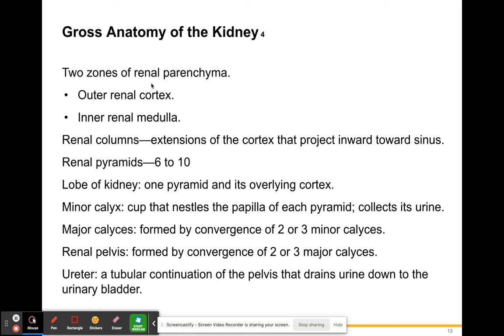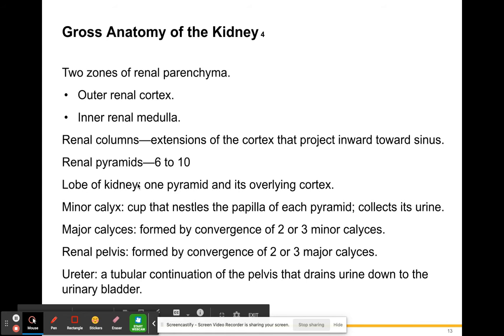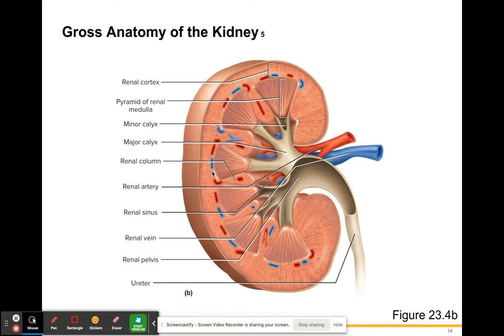So again, the two zones of the parenchyma are called the renal cortex and the renal medulla. I'm going to be going back and forth between this picture and maybe this picture as well. Here you can see this is a drawing, with more of the pyramid shapes of the medulla, and you can see the cortex on the outside. So you have the outer renal cortex and the inner renal medulla. The renal columns are extensions of the cortex that project inward towards the sinuses. We can see those in here, between the medulla pyramids.